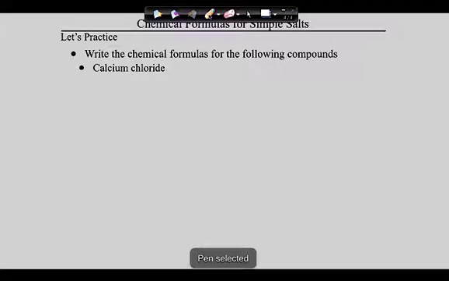Write down the abbreviations. Calcium, and I'm going slow. Guys, calcium is element number 20, big C, little a. Then guys, chlorine, our trusted friend, element number 17, Cl. Big C, little l.